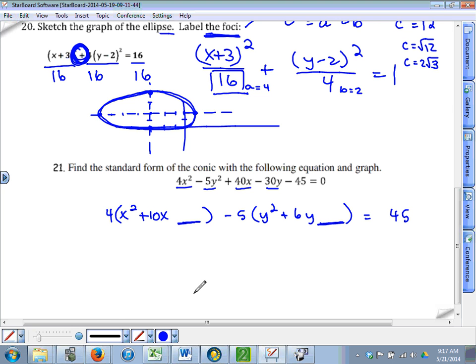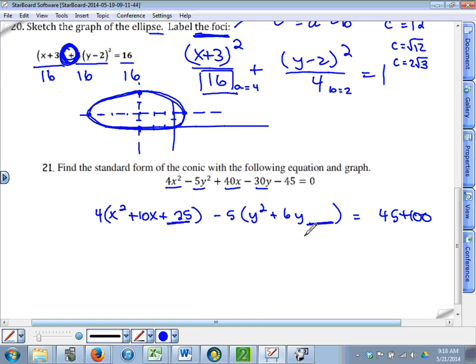So what value completes the square? Here it would be 10 divided by 2, squared. Yep. So that'll be 25. But it's really not. I know it looks like a 25, but it's really not a 25, you guys. What is this really? This is really 25 times 4. So that's a 100 we have to add over here.